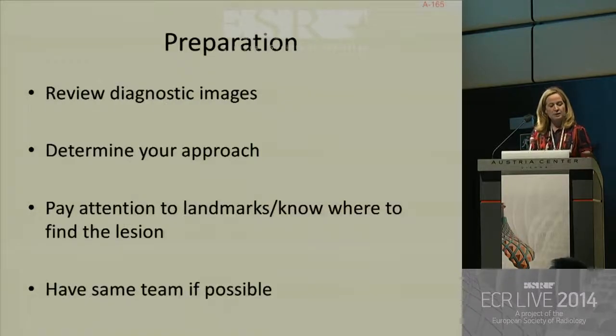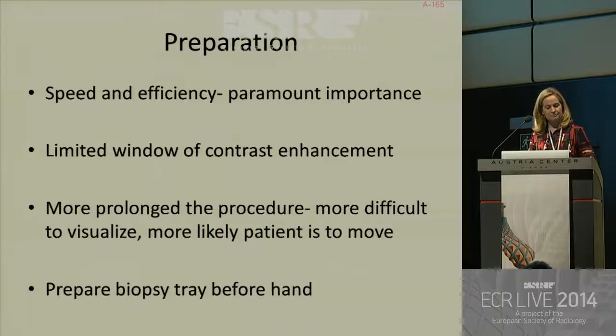Again, preparation is the key to a successful breast MR biopsy. The person doing the biopsy needs to review the diagnostic images so you have a clear idea of where the lesion is in the breast and you can determine your approach. We use the grid localizing system, and you can come in either medially or laterally using this approach. Pay attention to landmarks in the diagnostic MR images so you know where to find the lesion, because the compressed breast can look slightly different to the uncompressed breast. And have the same team performing the biopsy if possible at all times, because they are familiar with the procedure and the nuances of the procedure.